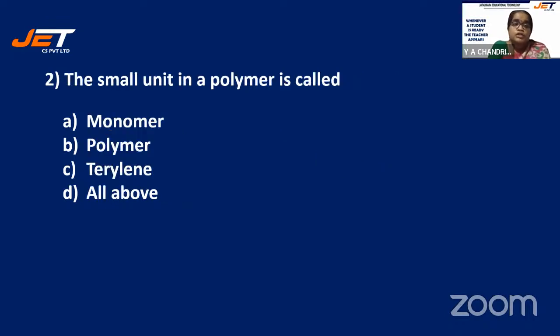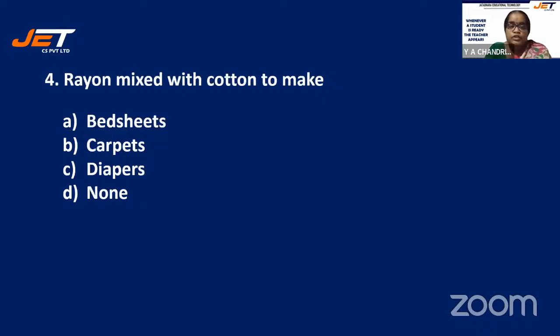Let us move to the next question. The small unit in a polymer is called... Answer is monomer, option A. Let us move to the next question.